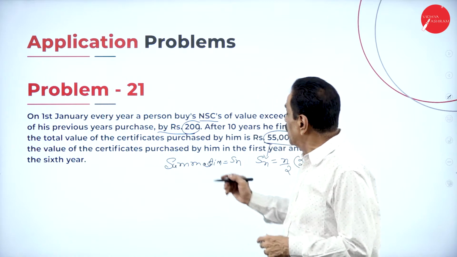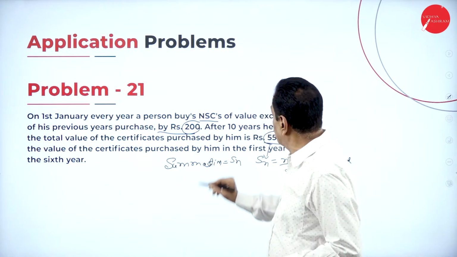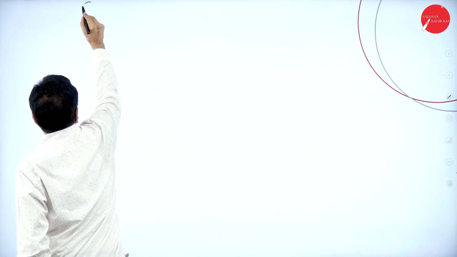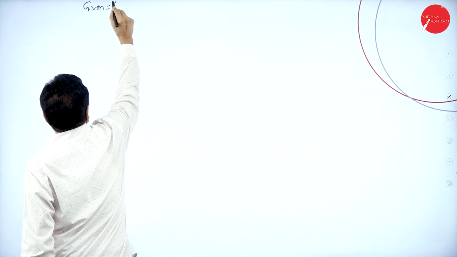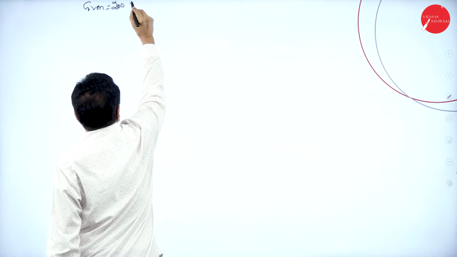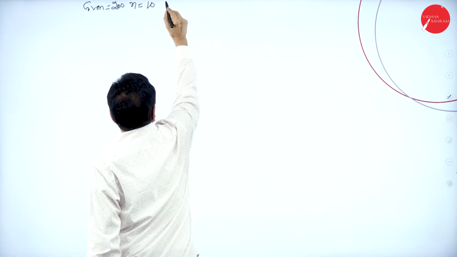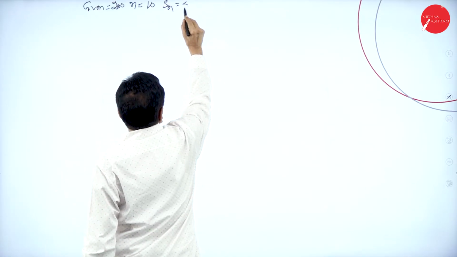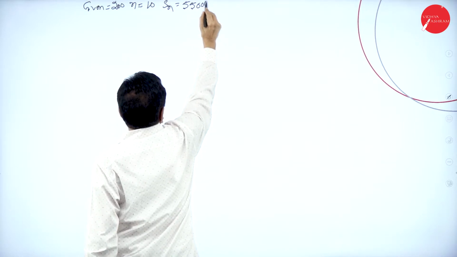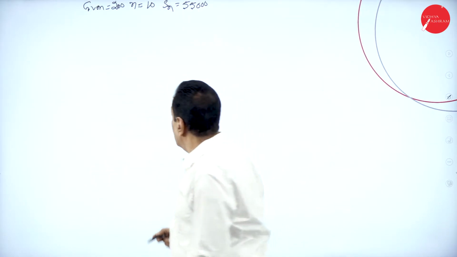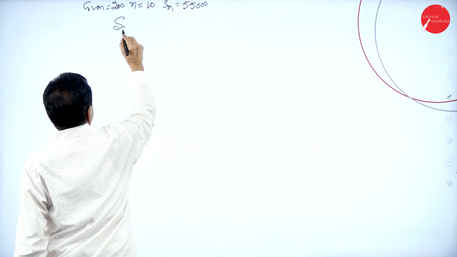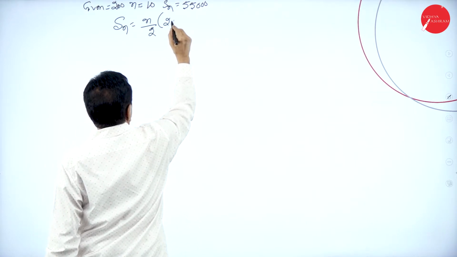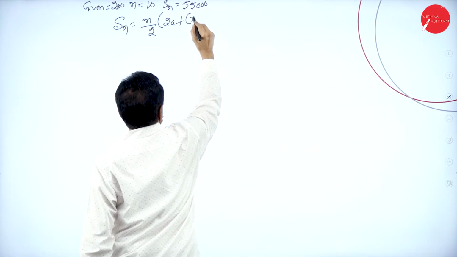So what they have given: D is given, SN is given, number of years is given. Difference is 200. N is equal to 10 years. SN is equal to summation, 55,000. Slowly, I will write the formula. SN is equal to N by 2 into 2A plus N minus 1 D.